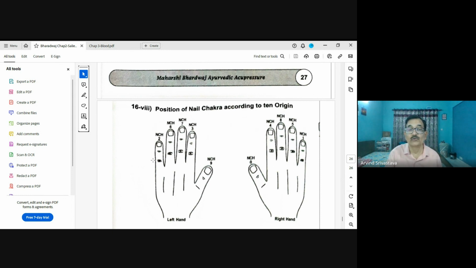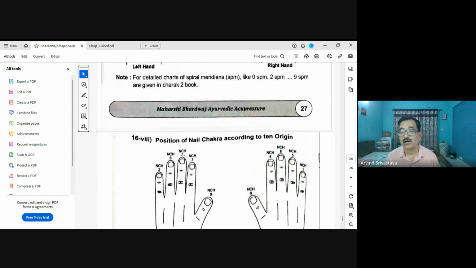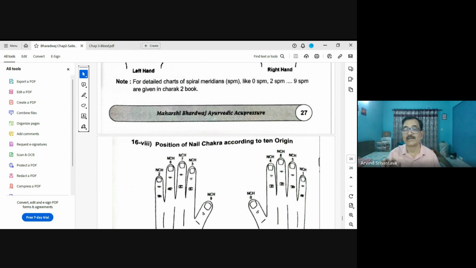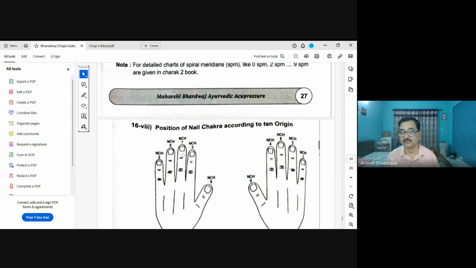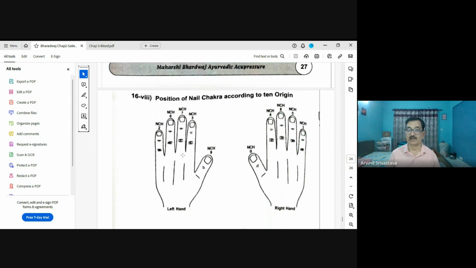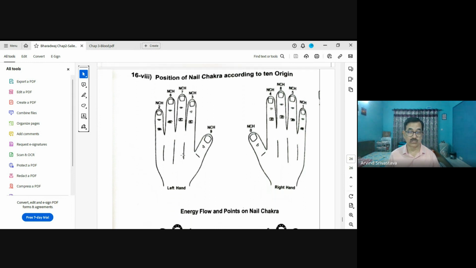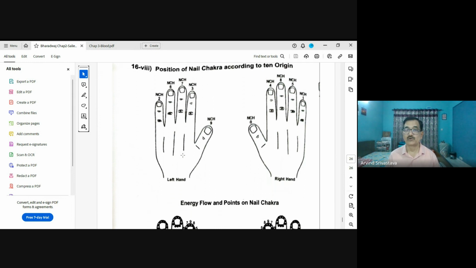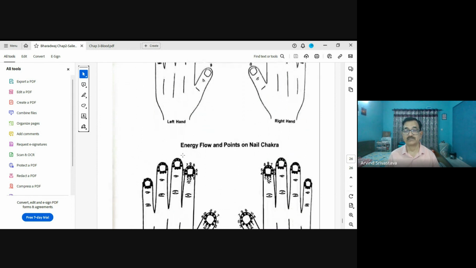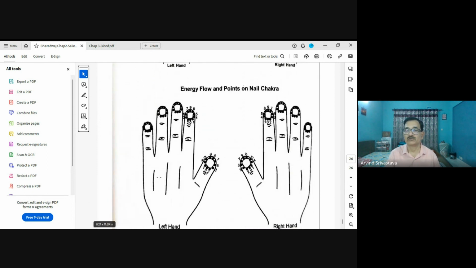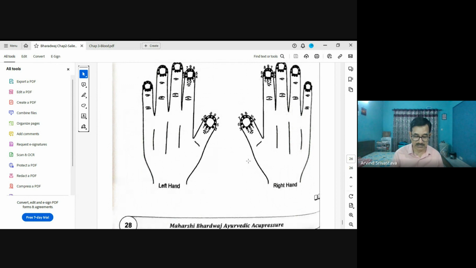And here 2 6 2 3 6 7 9. This one 2 6 7 3 9. This is on the left side of the left hand. Nail chakra is nothing but the points in the nail. Since they were a very important energy receiver through the cosmos, the nail chakra was said to be very important. That is their importance. You can understand later on. This chapter is finished.